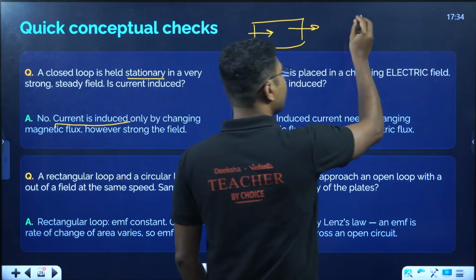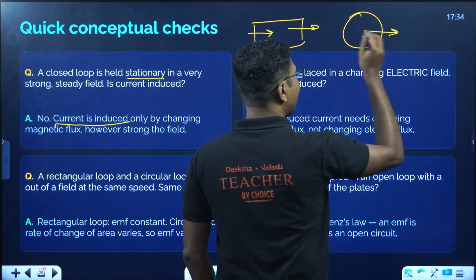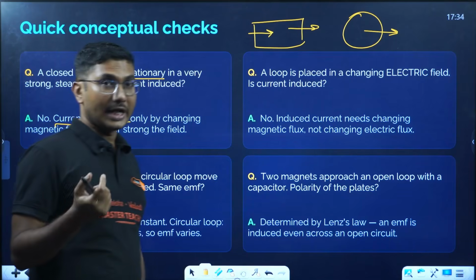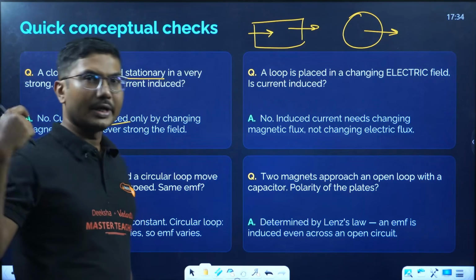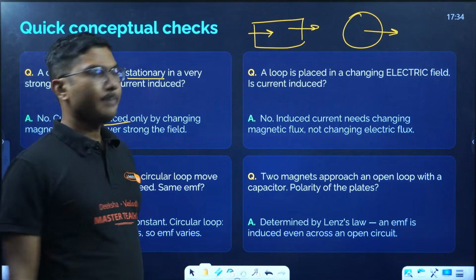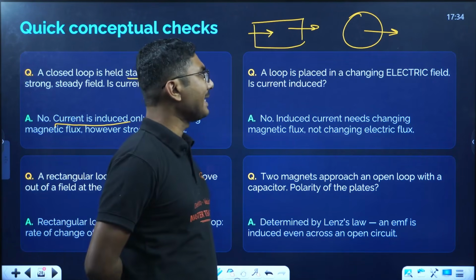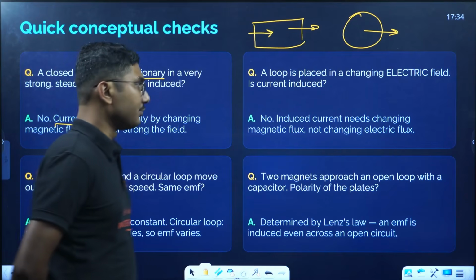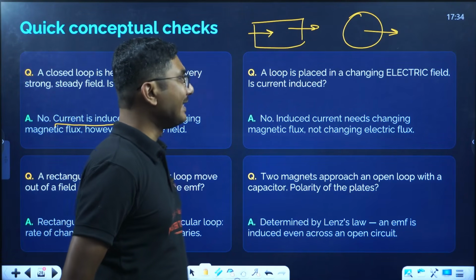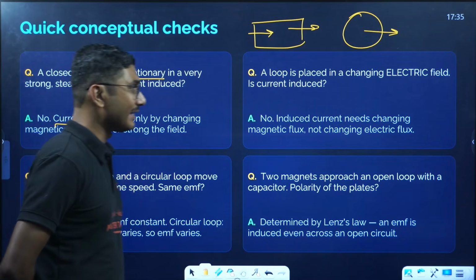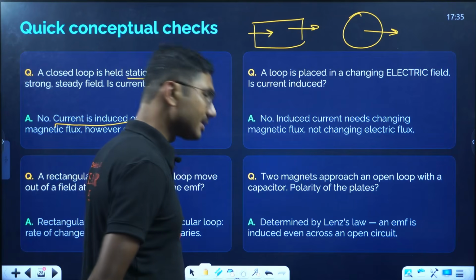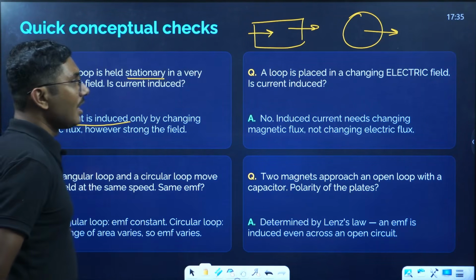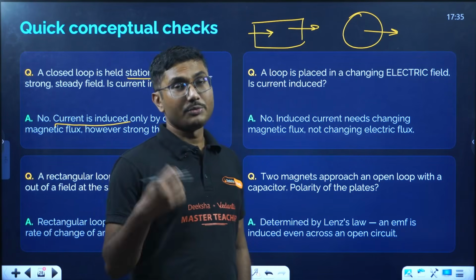But if you are taking a circular loop, the rate of change can vary based on the orientation and design. Based on that you will get a different EMF possible. A loop is placed in a changing electric field. Is current induced? No, induced current needs a changing magnetic flux, not a changing electric flux. So if a loop is placed in an electric field, there will be no induced EMF.